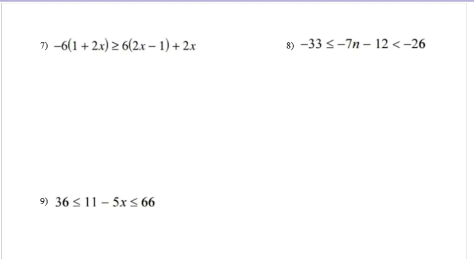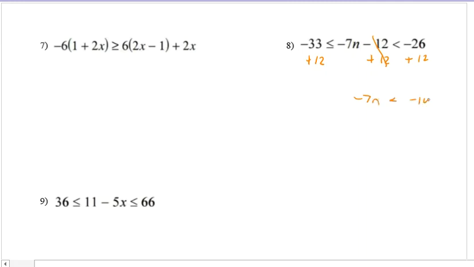All right, now I'm going to take a look at number 8. So number 8, I have what's called a compound inequality. It's a compound because there's different things going on. I have that I'm greater than one side and less than another side. So I'm going to start by adding 12. I'm going to add 12 to all 3 sides of this compound inequality. 7, 10, 14.